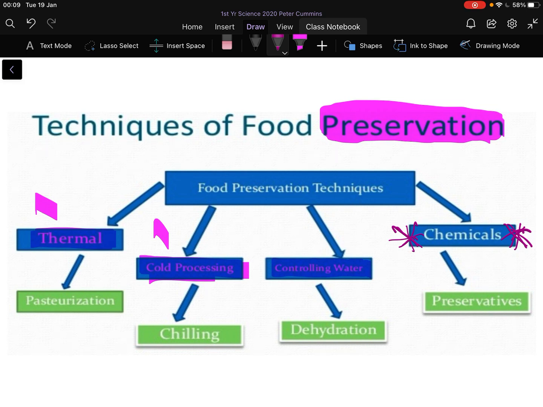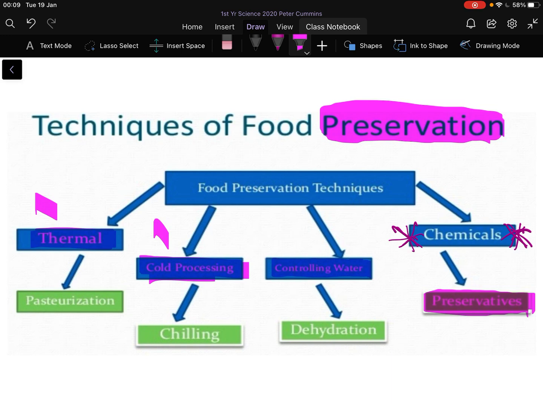So preservatives stop food from going off. They preserve the food from going off, and they're quite common in food to keep food from going bad, to stop you from eating bad food, to stop you from getting sick from eating bad food, becoming food poisoned. So they're all different techniques that we can do.